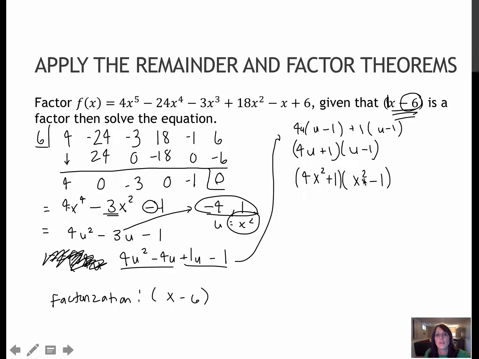So this one will factor more because this is a perfect square minus a perfect square. This one will not. So 4x squared plus 1 is as far as that factor will go. This will turn into x plus 1, x minus 1. So my factorization would include the x plus 1, the x minus 1, and then this whole thing because it won't go any further.